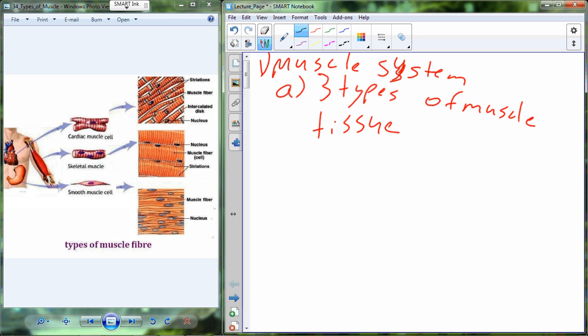I'm going to introduce kind of all three types of tissue, give you some similarities and differences, and then really the rest of the lecture is going to deal specifically with skeletal muscle and its function. So the three types of tissue, again, skeletal muscle is what helps move the bones.